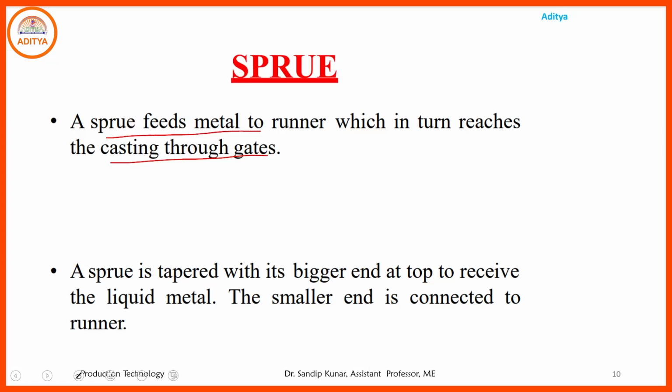Generally, the shape of the sprue is a stepped, cone-type shape. The bigger end is connected to the pouring basin at the top to receive the liquid metal, and the smaller end is connected to the runner portion. It will take that type of cone shape, a stepped-type shape provided to the sprue system.